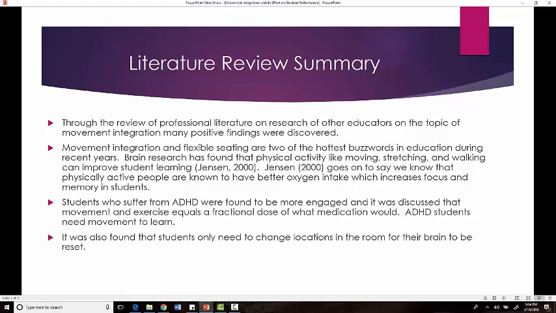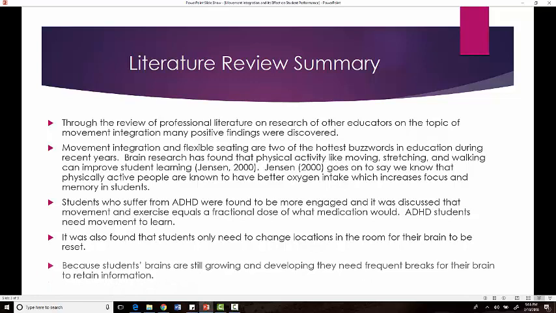It was also found that students only need to change locations in the room for their brain to be reset. So teachers don't have to initiate these fancy movement plans during the day. Just getting your students up and moving from one place to another in the classroom is enough to reset the brain and get them back engaged.